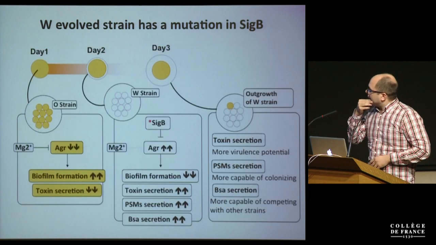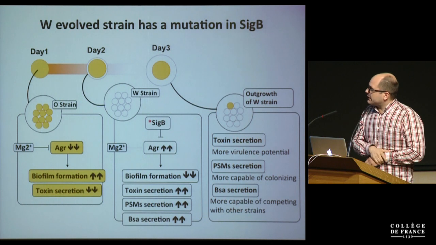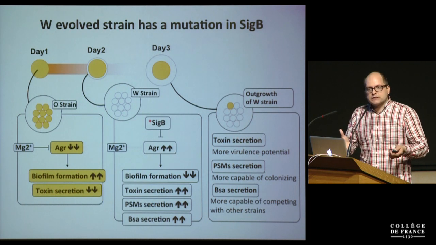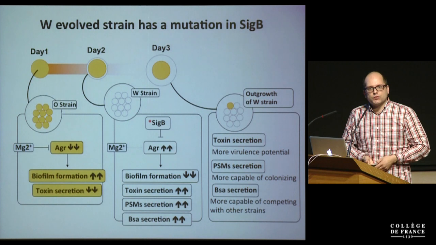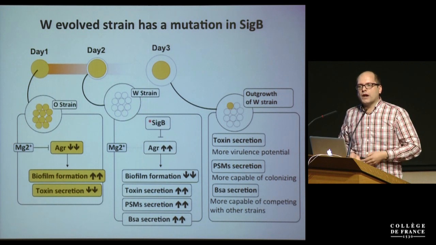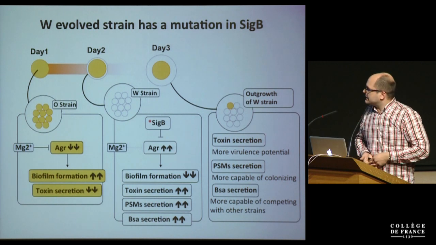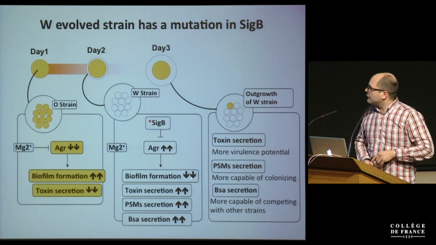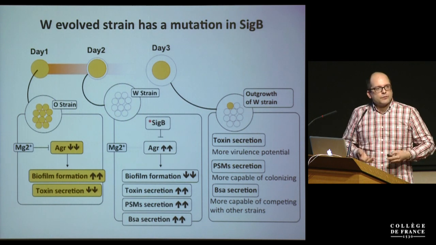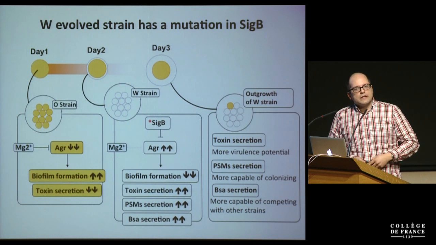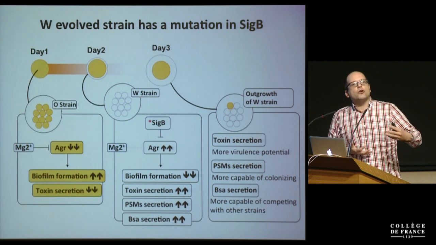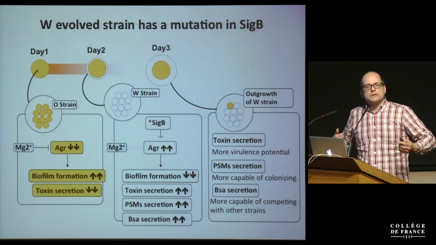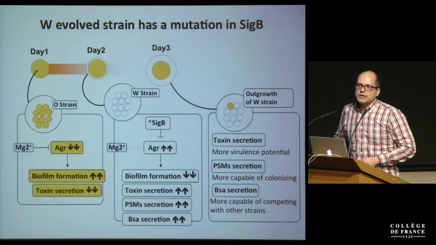So here is the summary of this first part. We think in these particular TSB magnesium conditions, we see the development of one strain that is white, and it seems like it is more efficient in producing toxins and phenol-soluble modulins, but it's not able to form biofilm. And because of the production of these phenol-soluble modulins, it seems like it can outcompete the wild-type strain and immediately take over the community.